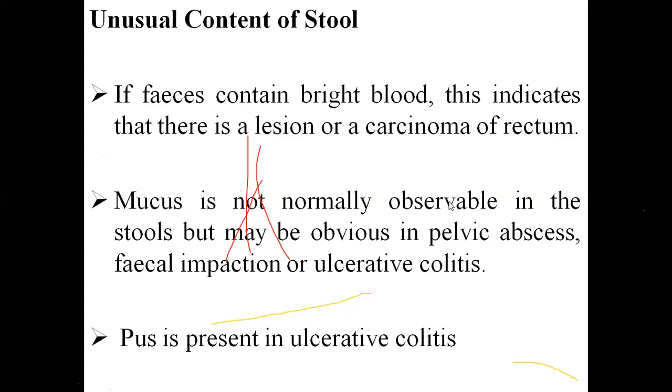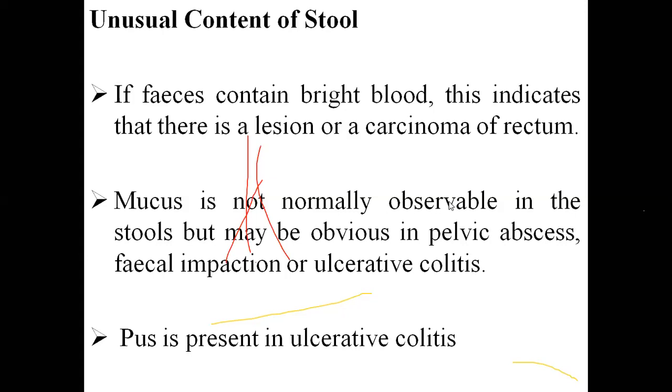Unusual content of stool. If feces contain bright blood, this indicates that there is a lesion or a carcinoma of the rectum. When you see bright blood in the stool, this should tell you that there is a colorectal carcinoma.